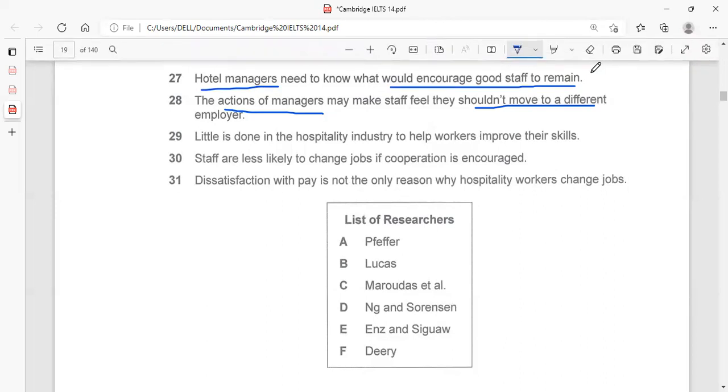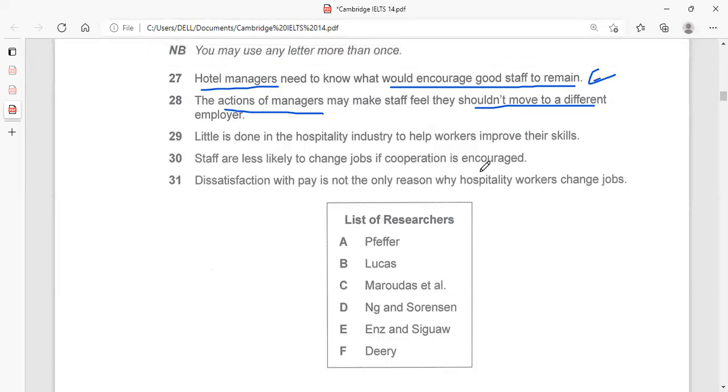So this is E. Okay. What should be the answer for the 28th one? 28, guys. What should be the answer for 28? I think it's option D, ma'am. Where do you get this?